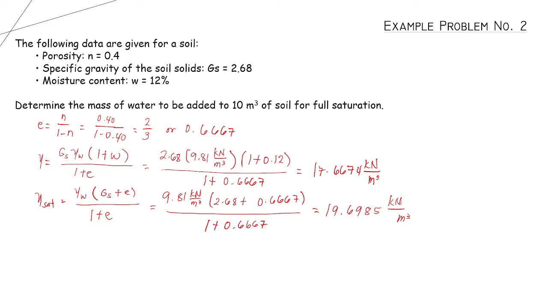That is because this is the current moisture content of the soil, and this is the current unit weight of the soil. And this is the unit weight that we want to achieve. So, meaning, if we subtract the moist unit weight from the saturated unit weight, we can get the weight of water to be added per 1 cubic meter volume of soil.